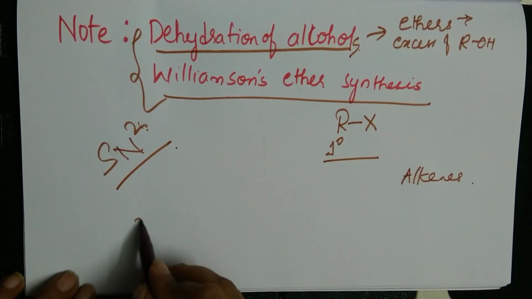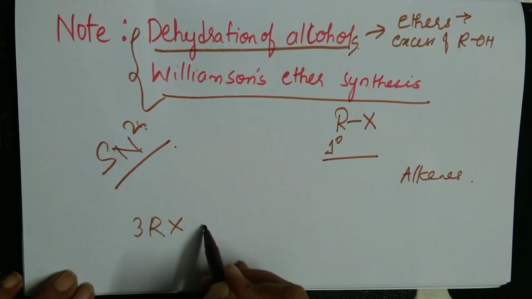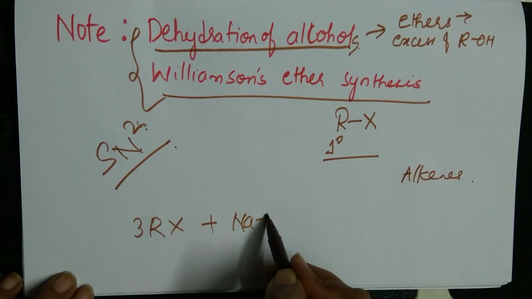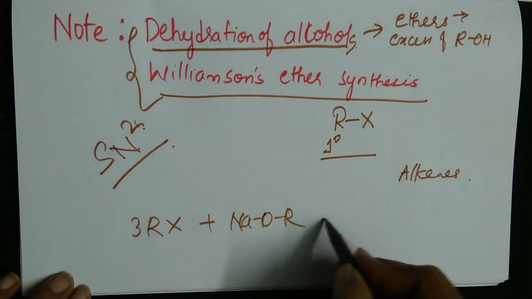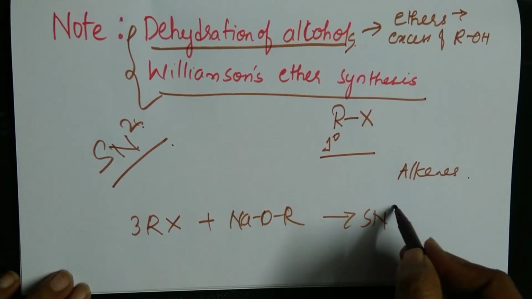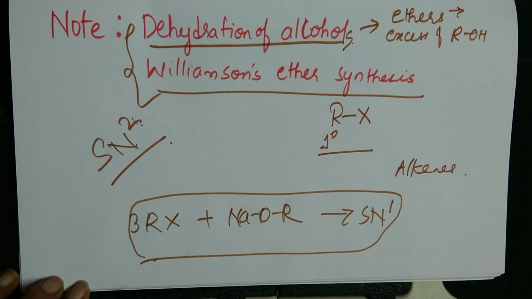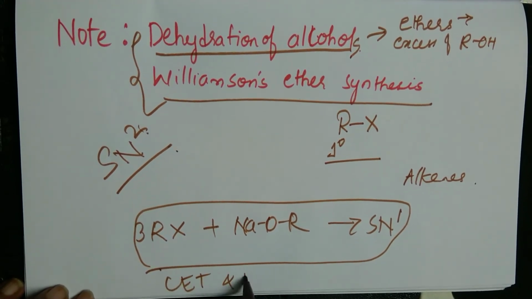If you use a tertiary alkyl halide in Williamson's ether synthesis, then it follows the SN1 mechanism. This you should remember for CET and NEET.